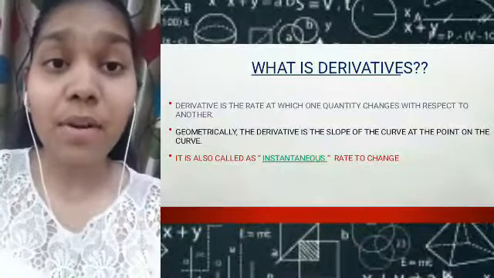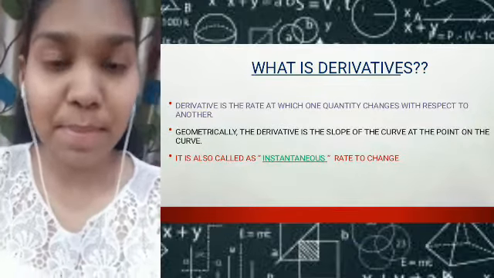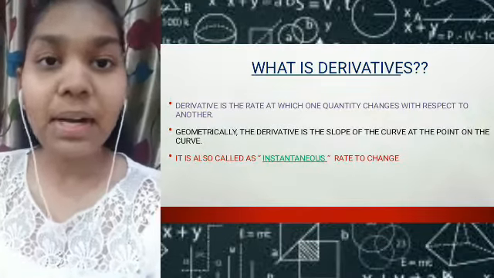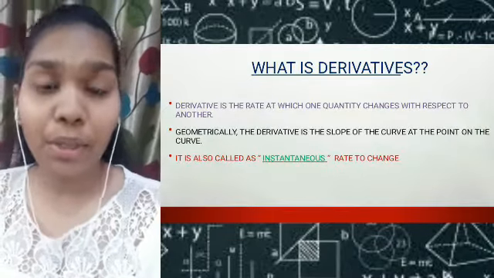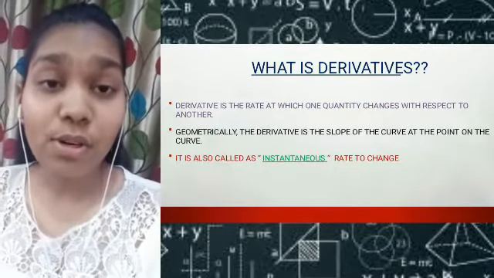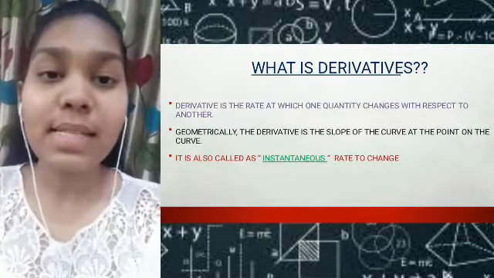What is derivative? Derivative is the rate at which one quantity changes with respect to another. Geometrically, it is represented by the slope of the curve at that point on the curve. It is also called the instantaneous rate of change. Now let us see the graph of derivative.